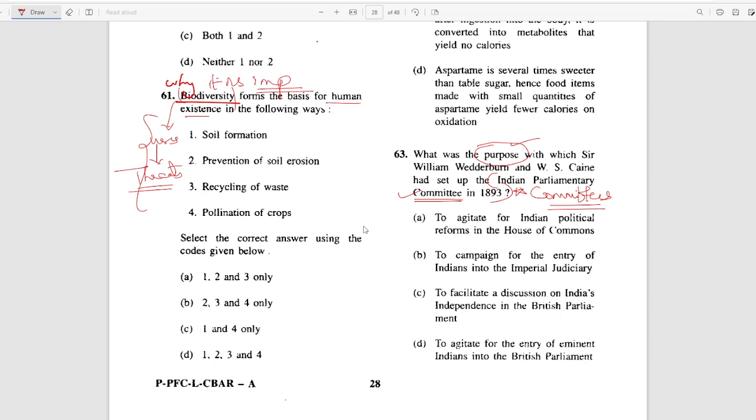So you have to give importance to where the biodiversity is high, where it is low, and which area of the map the biodiversity is high and low. And also the uses and the threats to biodiversity and what is biodiversity. I hope this is clear. So we'll move to the next question.